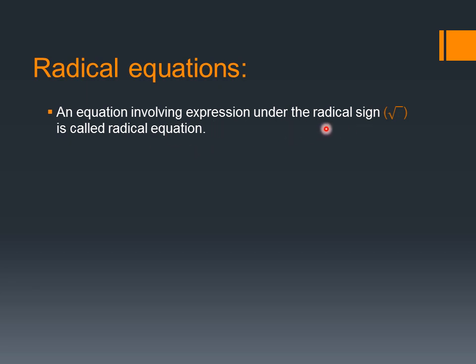What that radical sign is? The sign of under root. रूट के साइन को हम रेडिकल साइन कहते हैं. For example, here is an equation: 2x plus 5 equals under root 7x plus 16. So on one side of the equation we have used the radical sign, which means it's a radical equation.